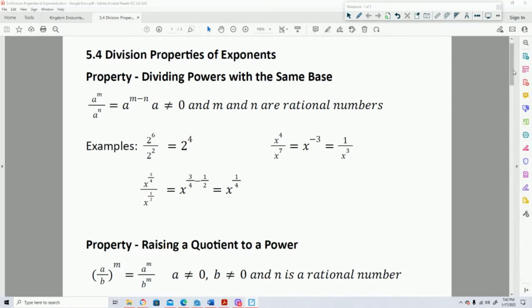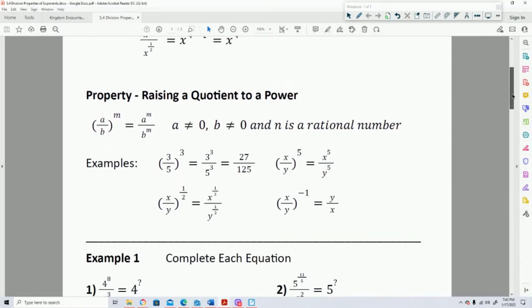The second property is raising a quotient to the power, and it is similar to something we've already done. We have a quotient here. We have a power here. You just distribute the power inside the quotient. So the power gets distributed to everything on the top, everything on the bottom. In this case, there's only one thing on top and one thing on the bottom, and so the power would go on the A and the M.